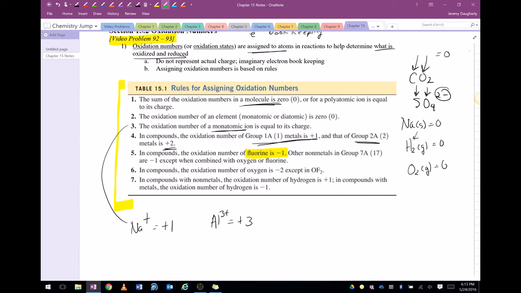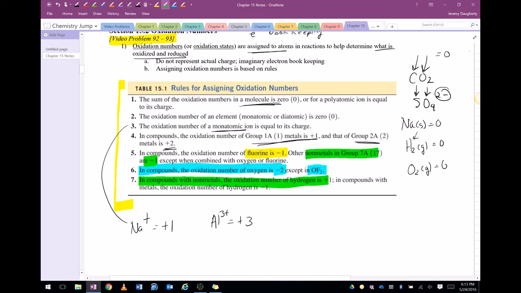Other nonmetals in group 17 are -1, except when they're with oxygen or fluorine. Oxygen is usually -2, except when it's with fluorine. And then hydrogen, when it's with a nonmetal, is +1. When it's with a metal, it's -1. So it depends on what it's with.